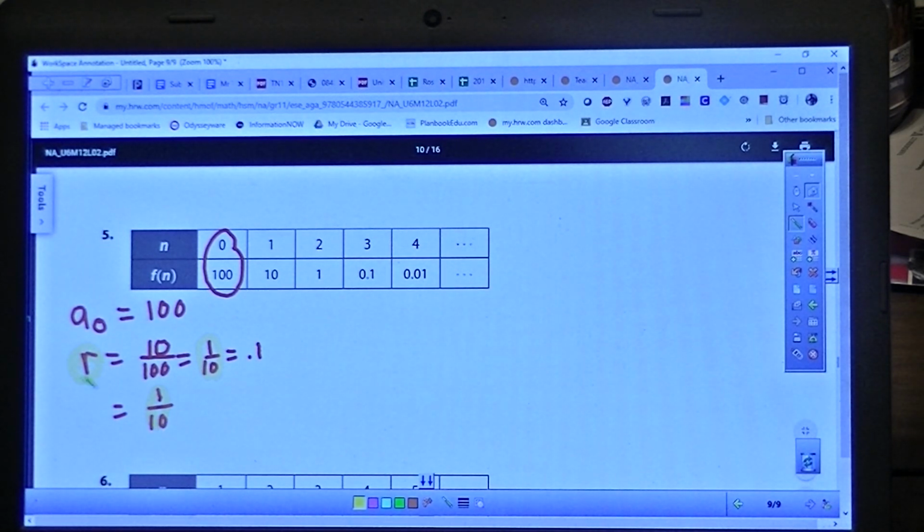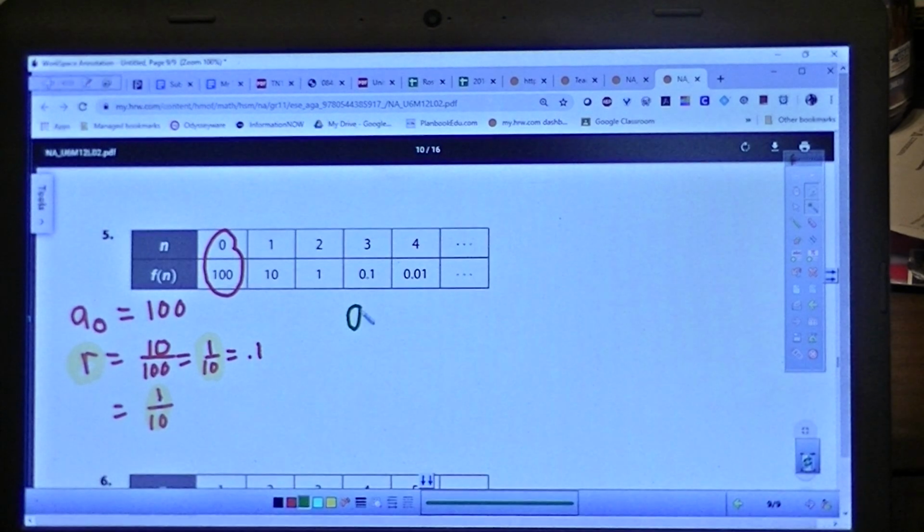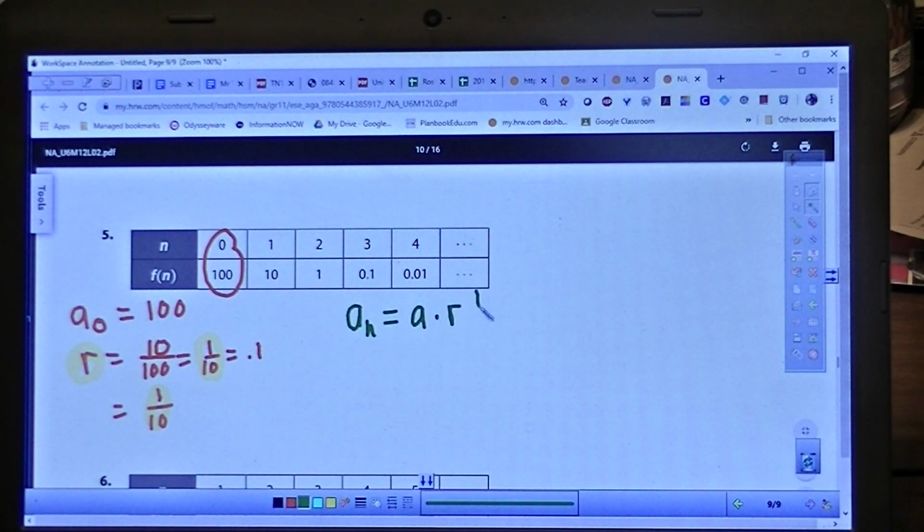So this would be your R value. Okay, here we go. Let's write our explicit formula. So it's A sub n equals A times R to the n minus 0. Again, you don't have to put the 0, but I keep reinforcing that this is starting at 0. If it starts at 1, you put a 1.